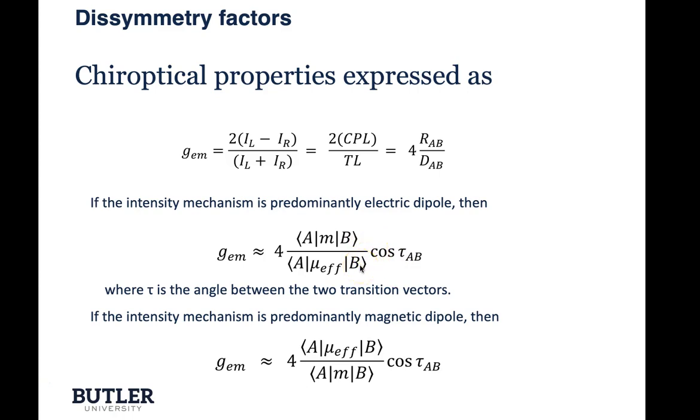If it's a predominantly magnetic dipole transition, then it's the opposite. The larger the electric dipole transition is, the larger we get in terms of dissymmetry. The smaller our magnetic, the larger, and then once again the angle based on the structure. Okay, so that's, for example, in the 5D0 to 7F1 transition.